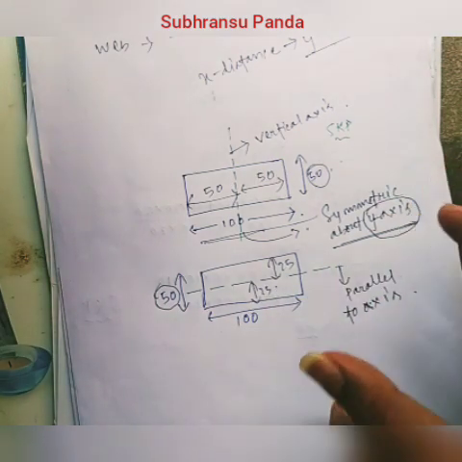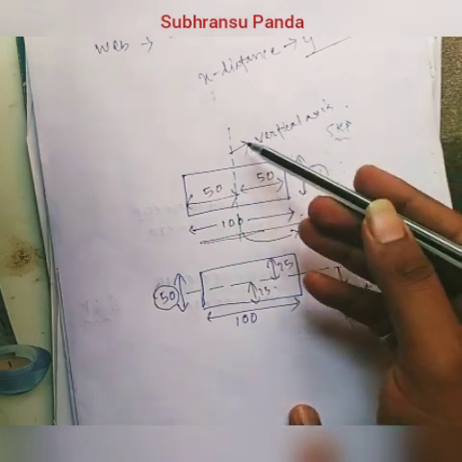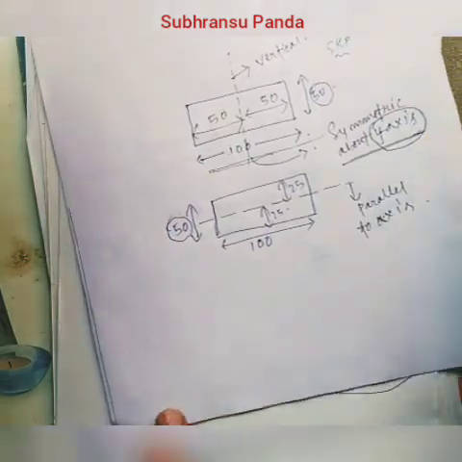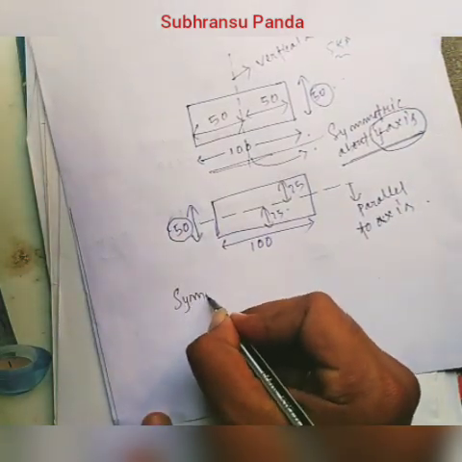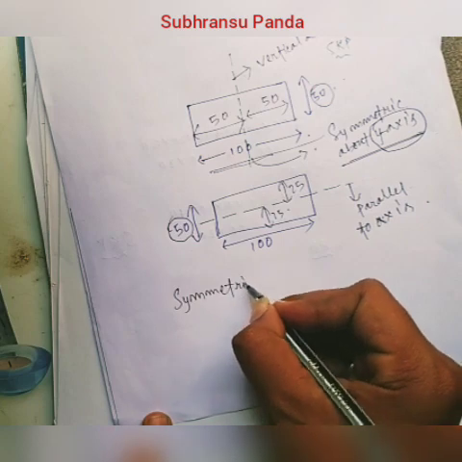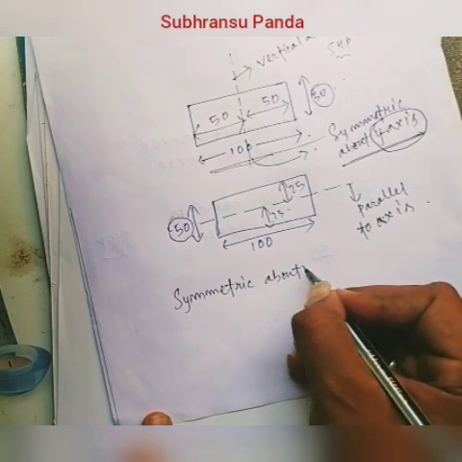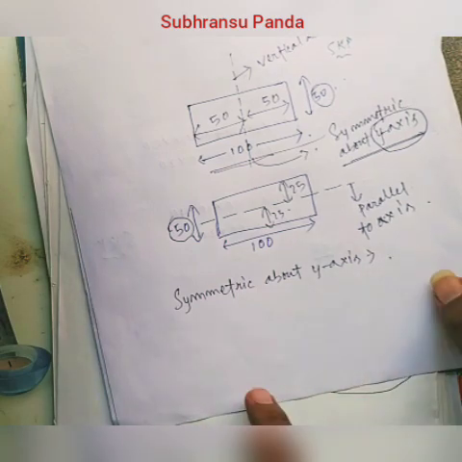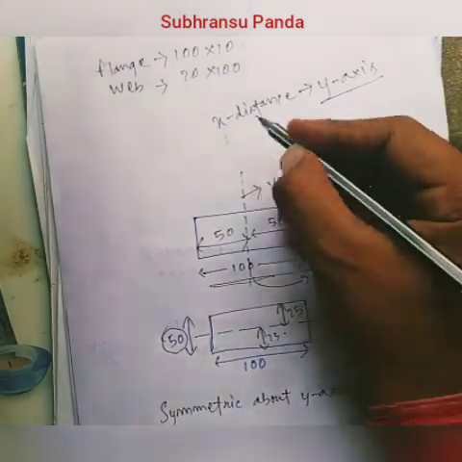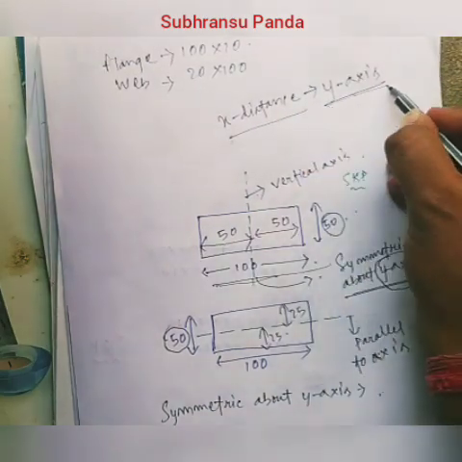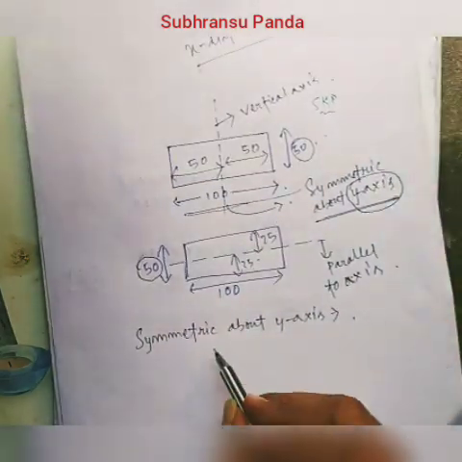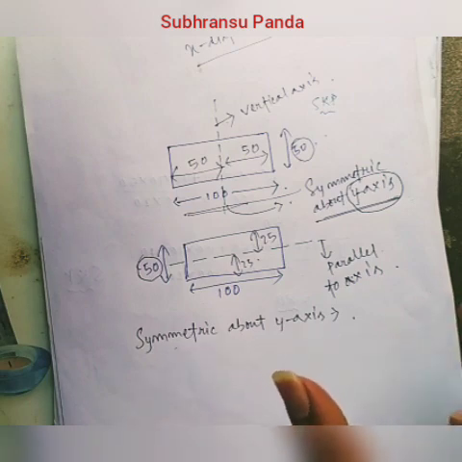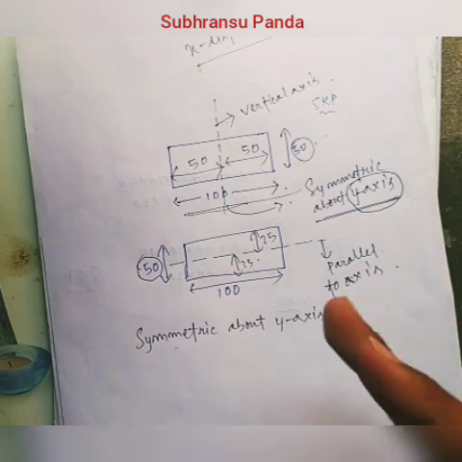So you have to check whether the section is symmetric about the y-axis or symmetric about the x-axis. If the section is symmetric about the y-axis, then the x distance is calculated from the y-axis, and the symmetric axis will divide the whole section into equal parts.